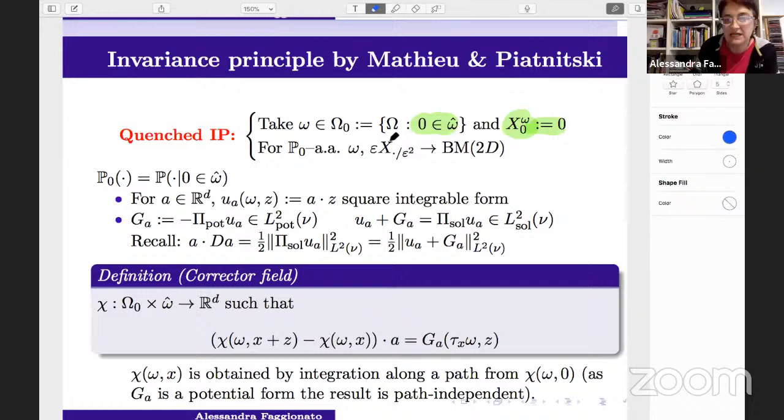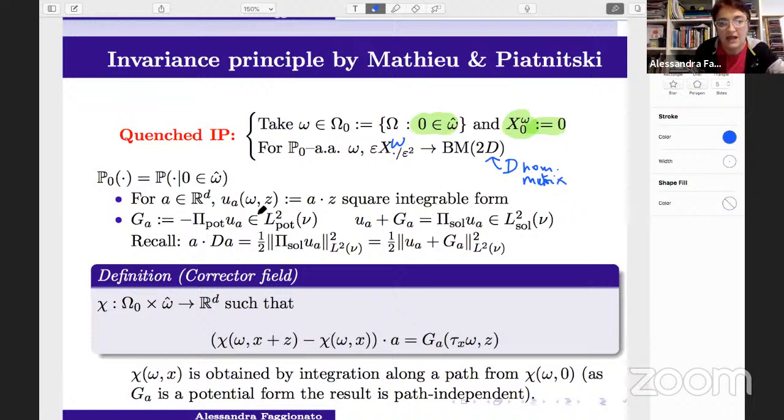The diffusively rescaled random walk converges to a Brownian motion with the diffusion matrix 2D, and D is our abstract object introduced with the square integrable forms. So D is the homogenized matrix. Okay. So note that P0 is the Palm distribution, but in this case it's simply the original probability conditioned to the event that 0 is in the infinite cluster.